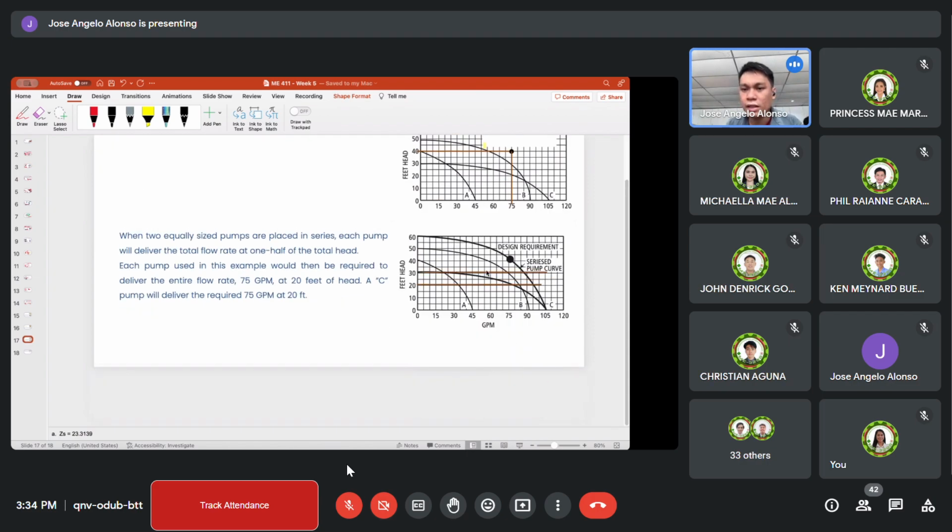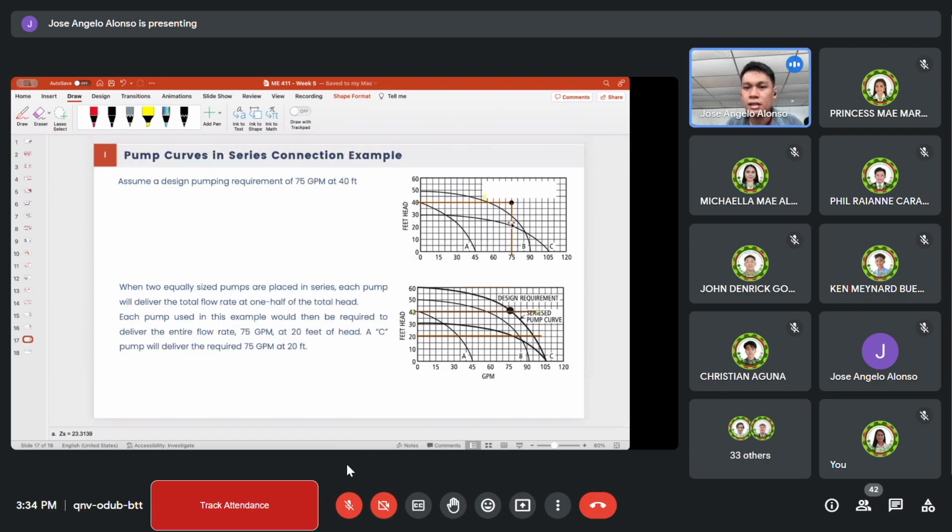Then kung saan mag-i-intersect yung ating total head at yung required natin na capacity, which is 75 gallons per minute, yun ang gagamitin nating pump na i-connect in series. So, nag-connect siya dito or nag-intersect siya dito sa pump C natin. So, dalawang pump C yung gagamitin natin para ma-reach yung ating design requirement. Kasi as you can see here, pump A, pump B, and pump C na naman is below the design requirement. So, it's either bumili tayo ng isang oversized na pump, mag-connect tayo ng dalawang pump, smaller pump, into series connection para ma-reach natin yung design pumping requirement.